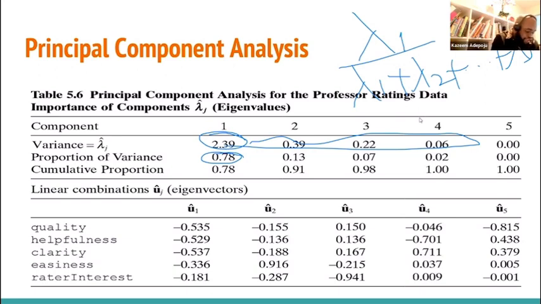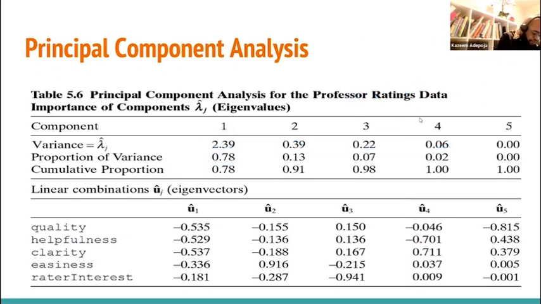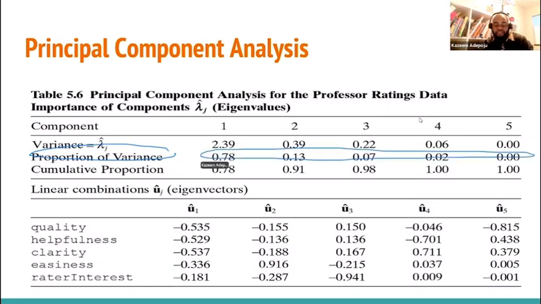You're going to do the same thing for this one: 0.39 divided by the totality, and then you get 0.13. So now you actually get the proportion of the variance. The proportion of the variance is telling you the relevance of the principal component variables that you just saw, the variables you created. Take a look at that.